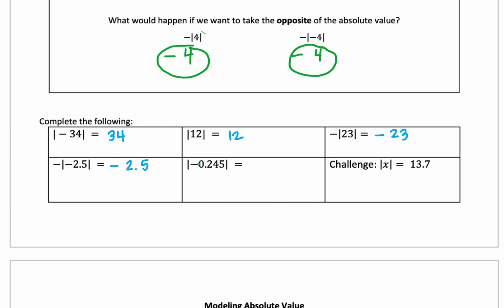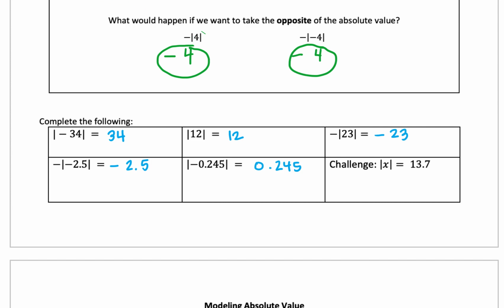In the next example, we have the absolute value of -245 thousandths. That's a really tiny number. But again, it still works the same way. This number would be 245 thousandths away from 0 on the number line if you counted it. That's the distance. So our answer here is positive 245 thousandths.